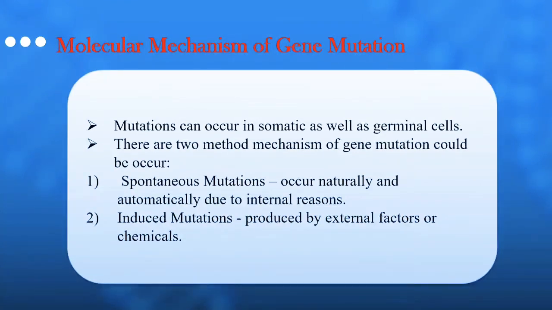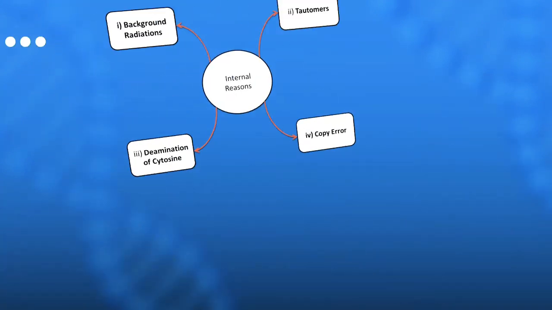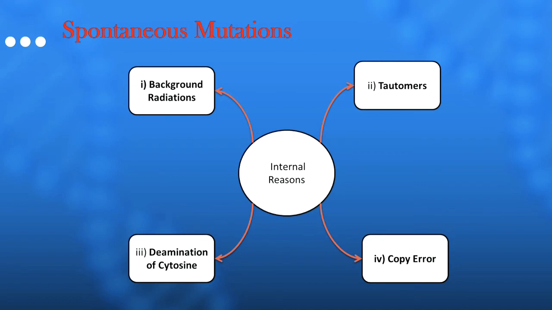Mutation can occur in somatic as well as germinal cells. There are two mechanisms by which gene mutation could occur. First, spontaneous mutation. Second, induced mutation. There are four causes of spontaneous mutations: background radiation, tautomers, deamination of cytosine, and copy errors.